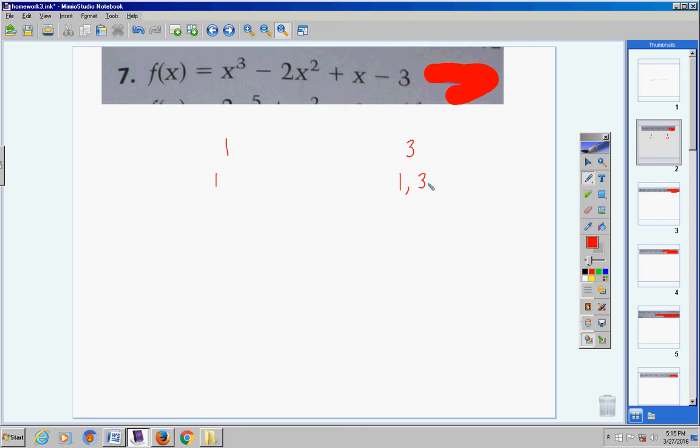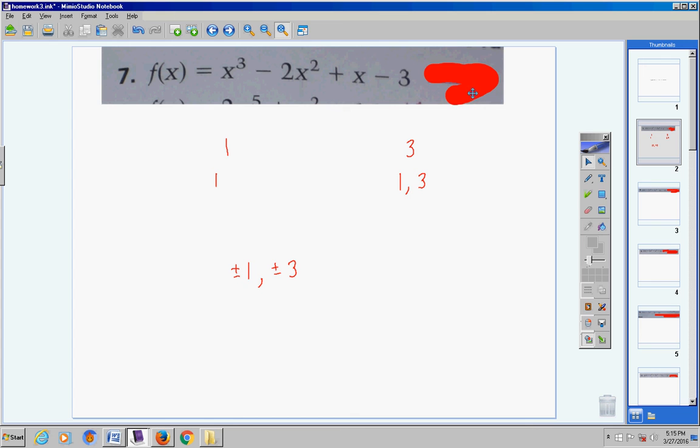Okay, here we go. You take all of these numbers and put them on top of this number here. So 1 over 1 is 1. 3 over 1 is 3. Put plus minus in front of each one and you're finished. So we have 4 possible rational zeros: +1, -1, +3, -3.